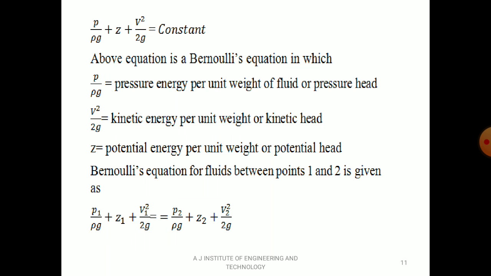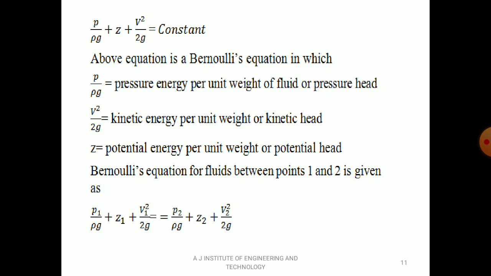So, very important, in Bernoulli's equation, P by rho g is pressure energy per unit weight of fluid, or pressure head. You have to remember, P by rho g is pressure head, or pressure energy per unit weight of the fluid. Why is it per unit weight? Because small w, the specific weight, is given by rho g. So gamma equals, or small w equals rho g. Unit weight means specific weight, that is weight per unit kg, or with respect to 1 kg. So, pressure energy per unit weight of the fluid, or pressure head.